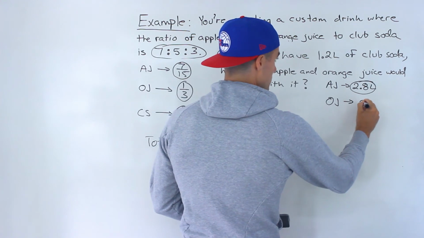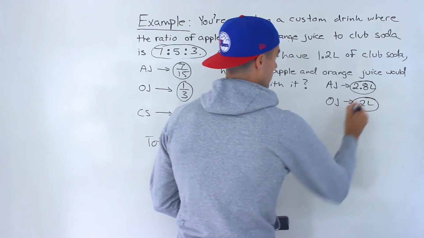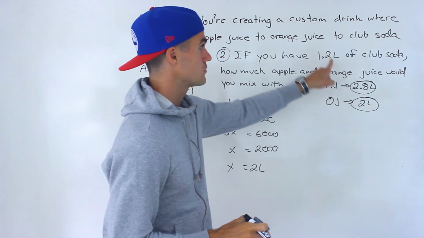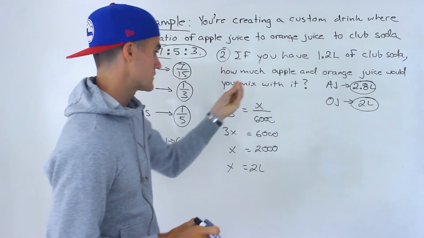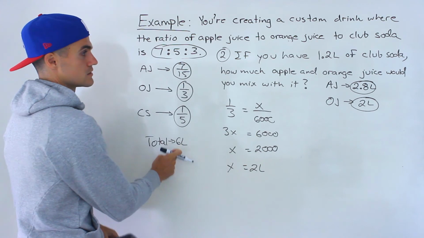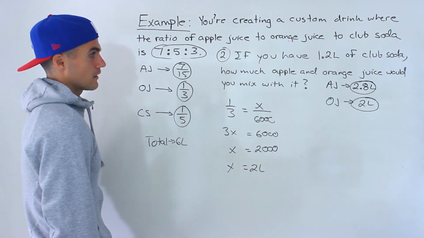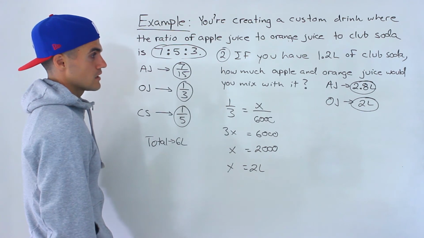Okay, so this would be 2 liters over here. Then you could check your answer. Notice 2.8 plus 2 plus 1.2 gives us a total of 6 liters that we got before. Okay, so that's what the solution would be.